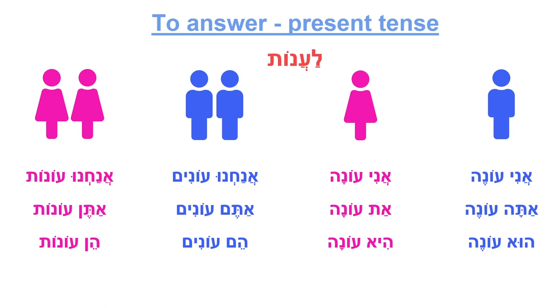One, ona, onim, onot. The verb la'anot. Write down the verb in your notebooks, and we're going to see each other in the next lecture.